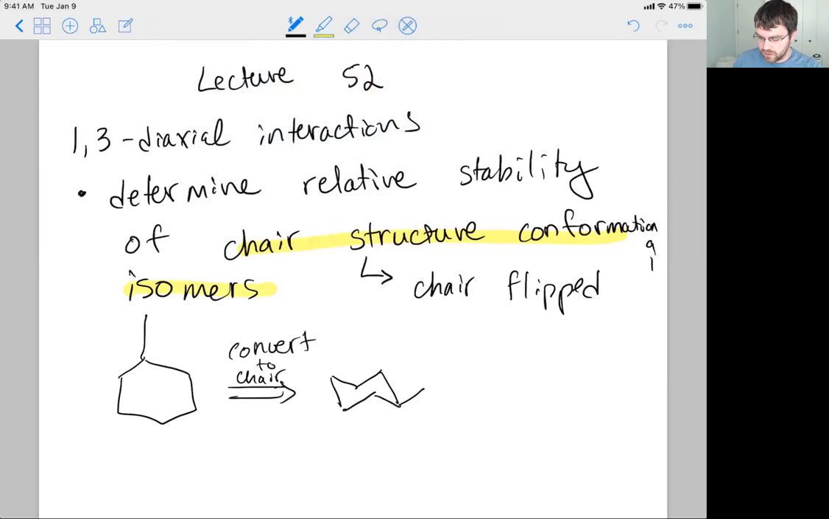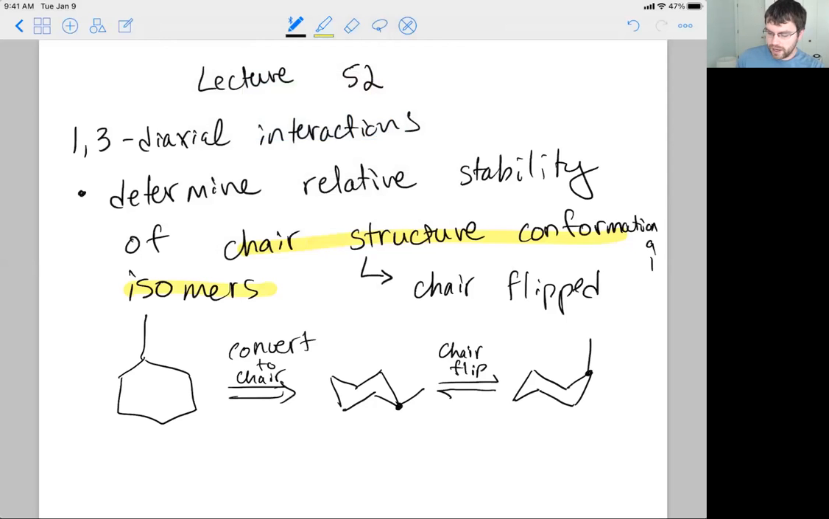And then I want to flip this. Now when we flip a chair, we flip both the flaps. If we have a methyl group at the furthest right carbon of our original chair structure, it needs to be at the furthest right carbon in our final chair structure. Now, instead of being equatorial, this group is going to be axial. It still retains its up position, but it's now axial instead of equatorial.